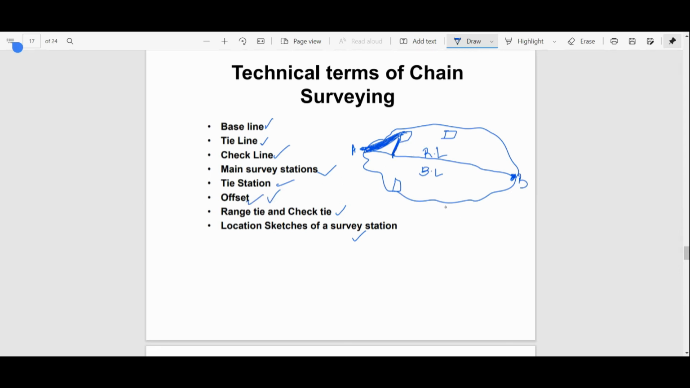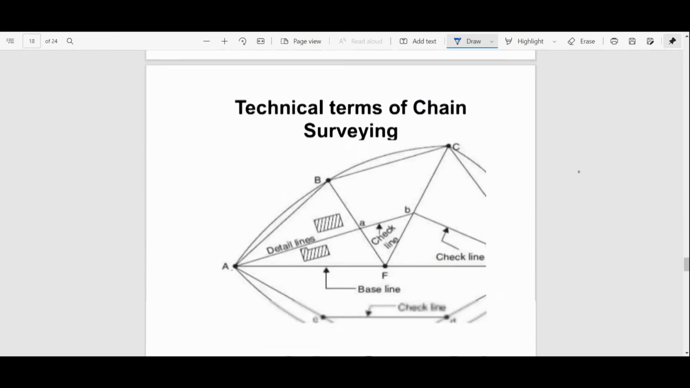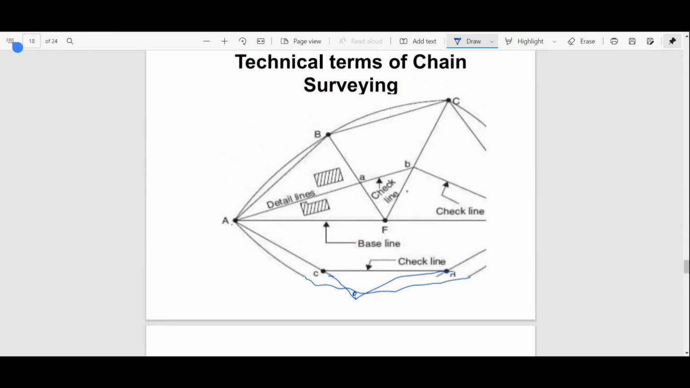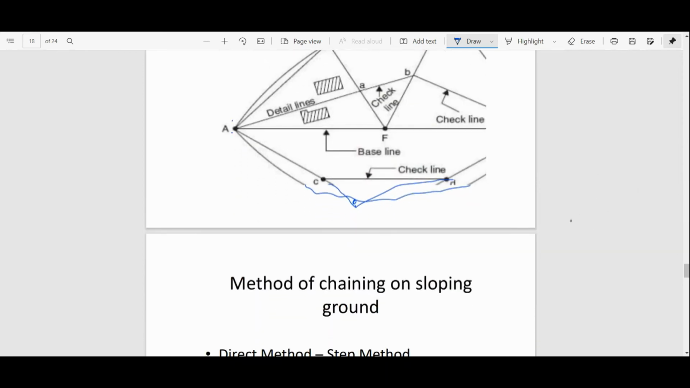Now what are the tie stations? Check lines: when we have different lines on the ground, we use one alternate line in between so that we can check the accuracy. So this line is basically called a check line. This is again a check line, and this one is a tie line. Suppose when 2 point observations are very long, in that case we take another point and another line in between. That line is basically called a tie line. Okay, these are very basic details that you can go through in books also.